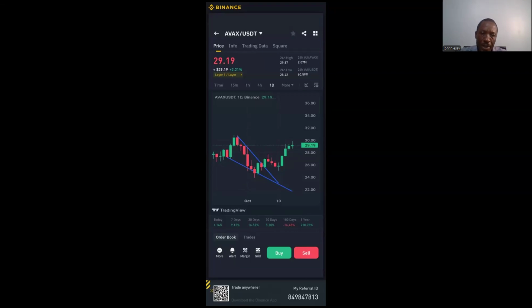Now, what has happened here? We have a breakout here. And this breakout went up, and then it came back for retesting. We have talked of breaking out, then coming back for retesting. This is exactly what happened here.